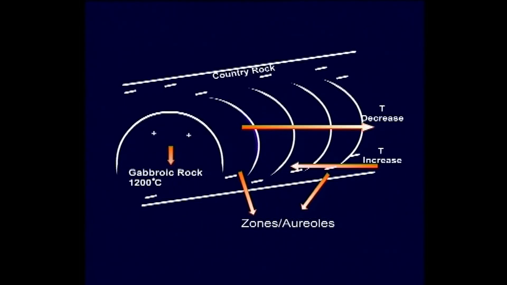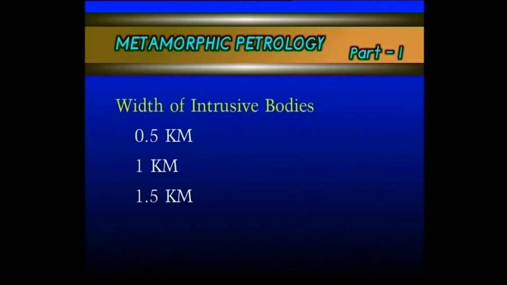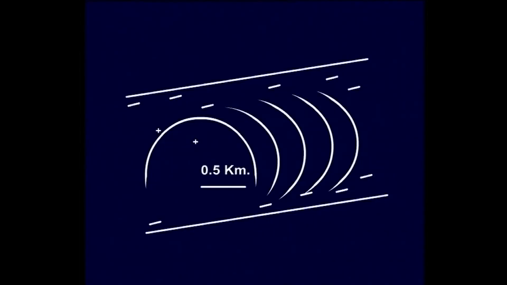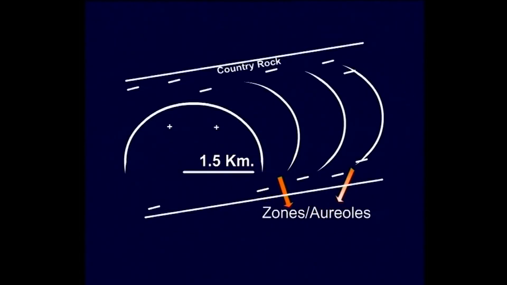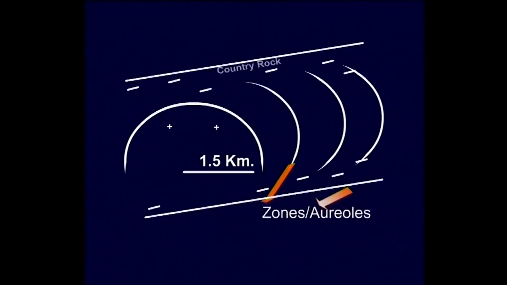So these are the important factors, particularly how the thermal aureoles or zones are developed. Now look at the screen and see the width of the intrusive body, for example nearly 0.5 kilometer, 1 kilometer, 1.5 kilometers. If these are the variations in intrusive bodies, what will be the effect on metamorphism of the thermal category? Suppose we see the third case, particularly at what depth the intrusive body is.